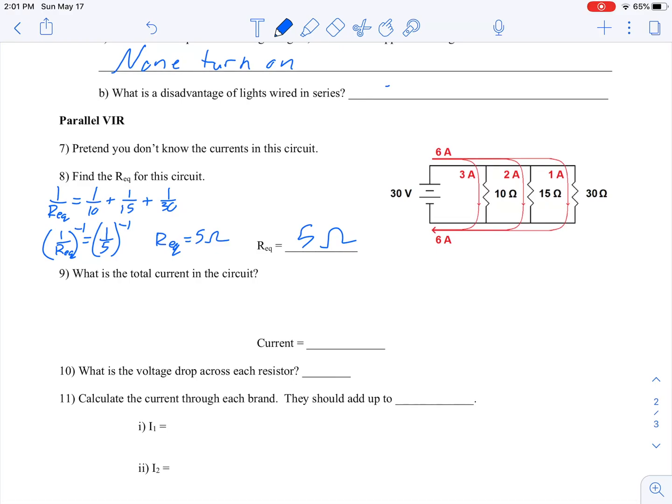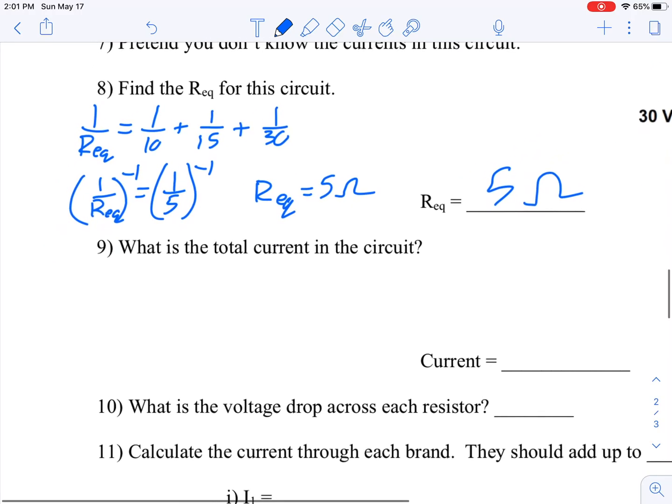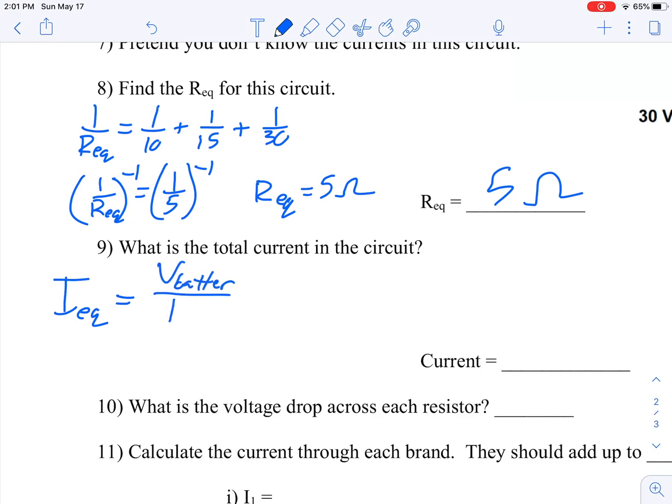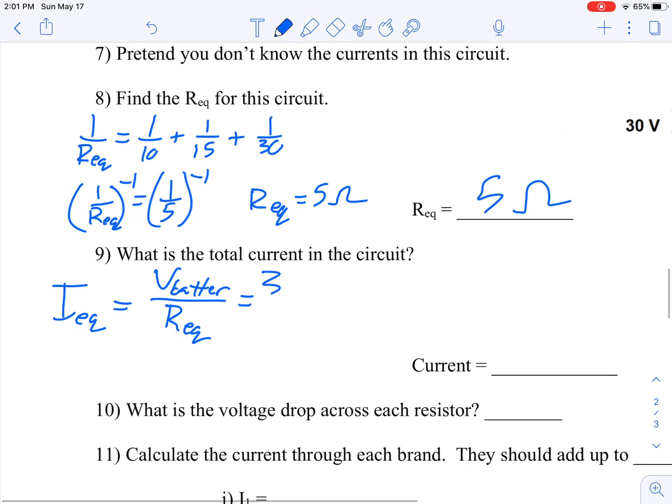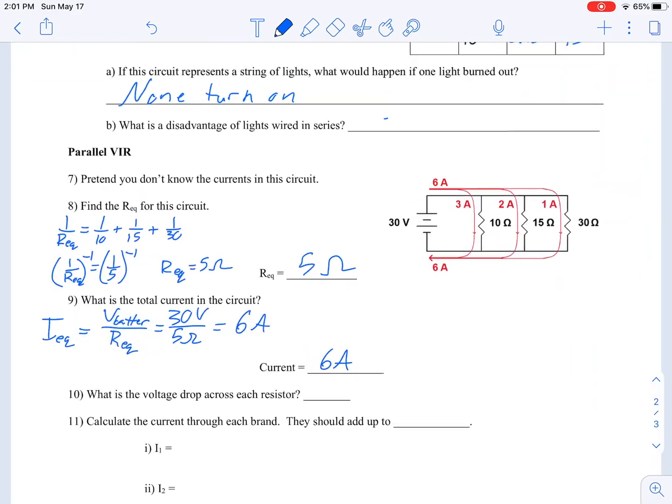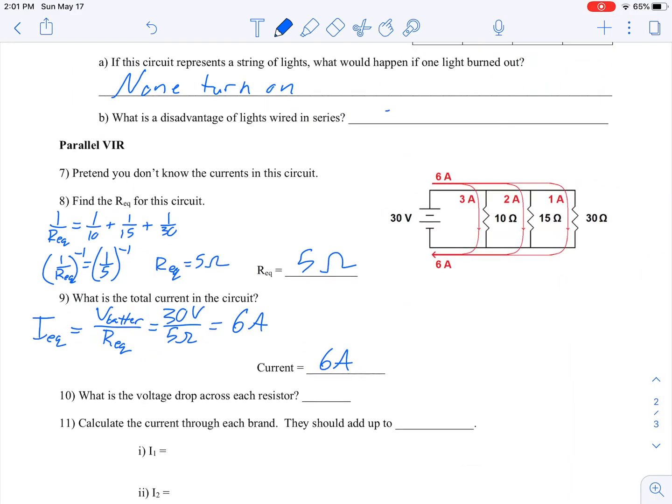Now, what is the total current through the circuit? I know that it's 6. The picture tells you it's 6, but how can you solve for that on your own? The total current is equal to the voltage through the battery over the equivalent resistance. Voltage through the battery is 30 volts. Equivalent resistance is 5 ohms. So we get 6 amps. So that's where that comes from. You don't have to be told that that's 6 amps. We could solve for it.